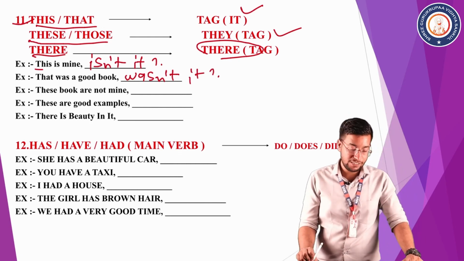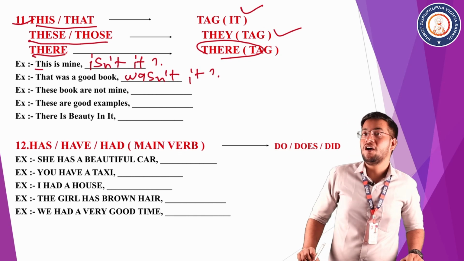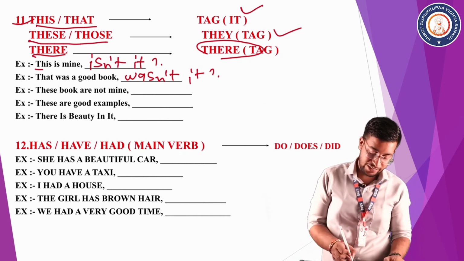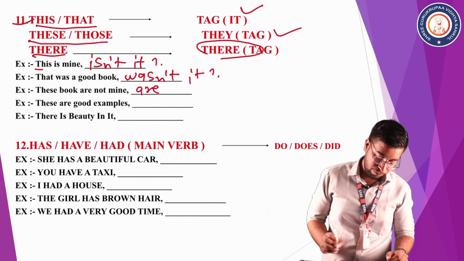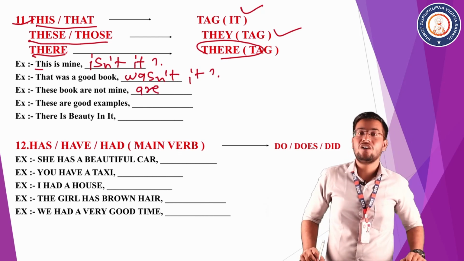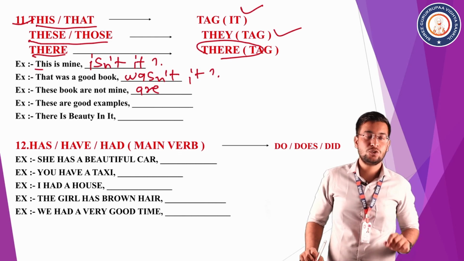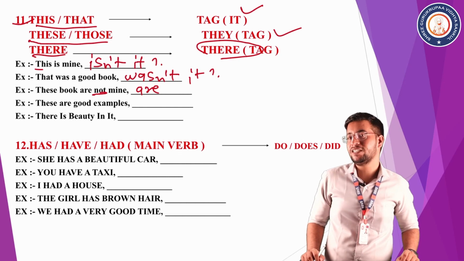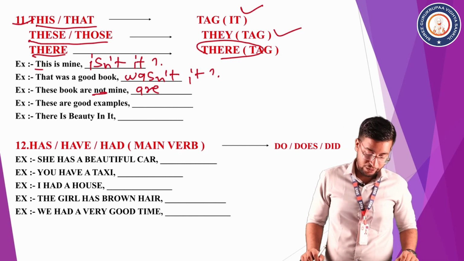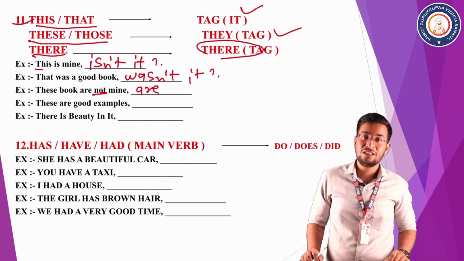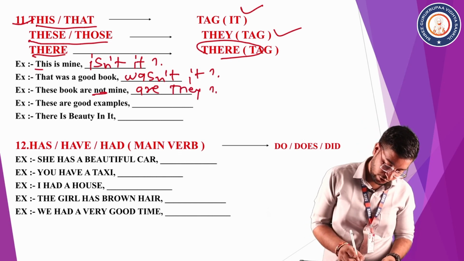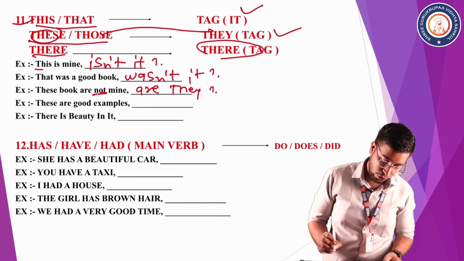Our next rule says these books are not mine. What is the helping verb here? Yes, are is our helping verb. And because this is already a negative sentence, here not is used, so are will remain are only. So it will become are they, because these is converted into they.